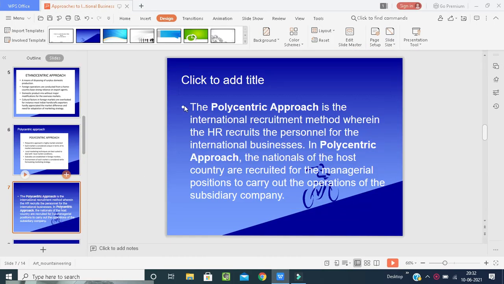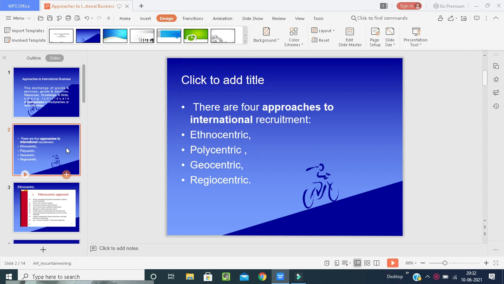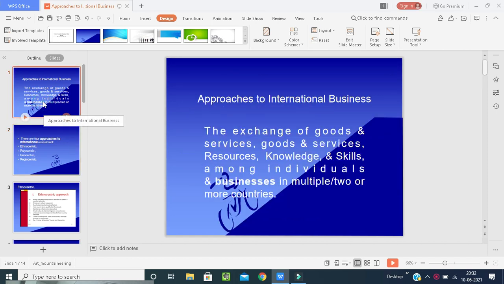This is International Business. Today we are going to learn the approaches to international business. As you know, international business means the exchange of goods or services, or ideas, or technology, creativity from one country to another country, from one place to another place, from one region to another region, among individuals or groups of businesses. That is called international business.